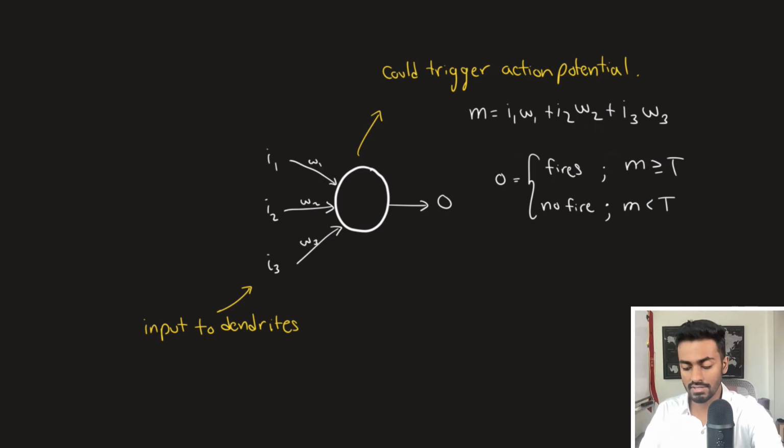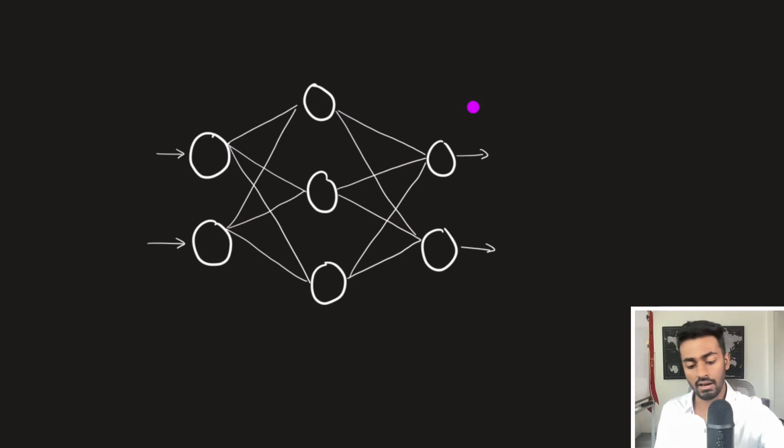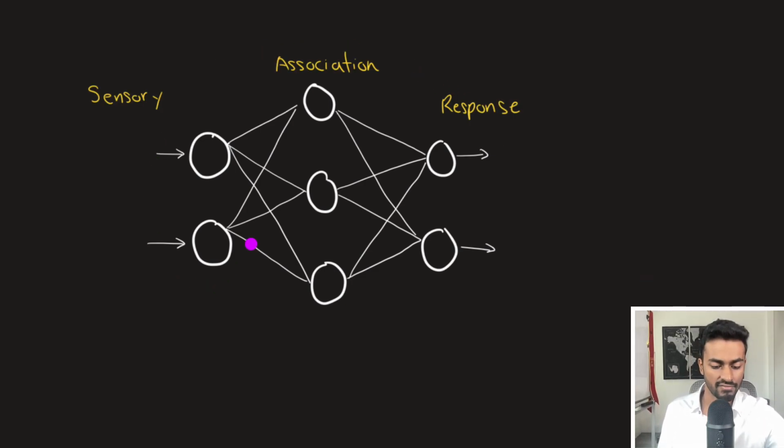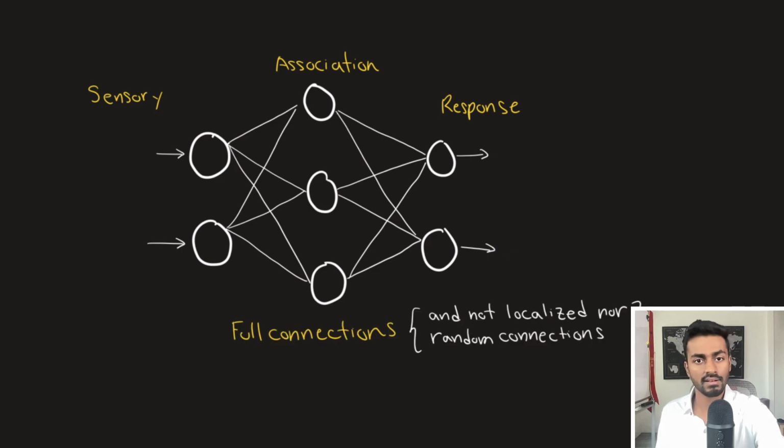Now, this is the architecture of the perceptron, where this is the equivalent of the sensory layer. Then we have the association layers, and then we have the response layer of neurons. And instead of localized connections or random connections that we saw in the original paper, we have more full connections to keep simplicity here.